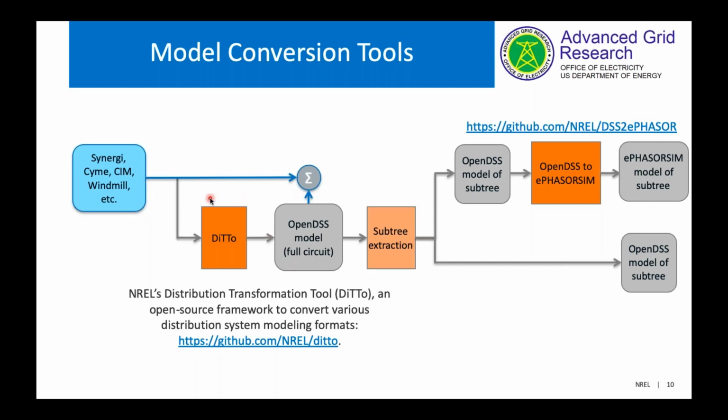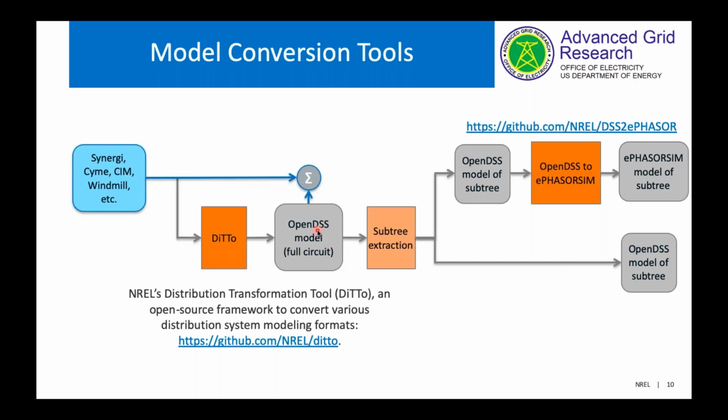NREL has developed this distribution transformation tool that is also open source, and the GitHub site is listed here for those interested. It can take multiple inputs and generate multiple outputs. In our case, we generated an OpenDSS model, and then we perform a validation step comparing the original voltages and power flow with our OpenDSS model.